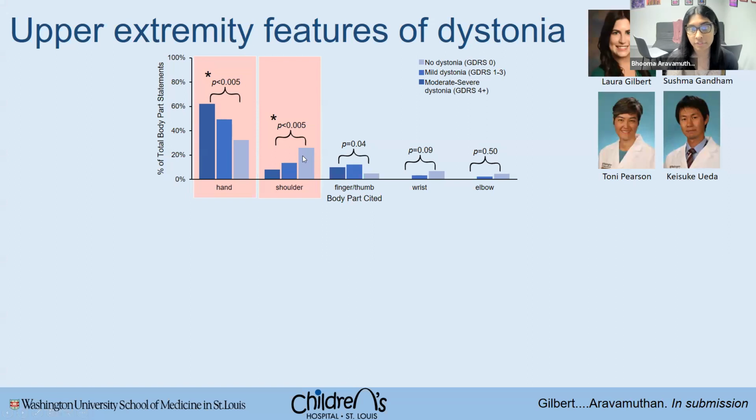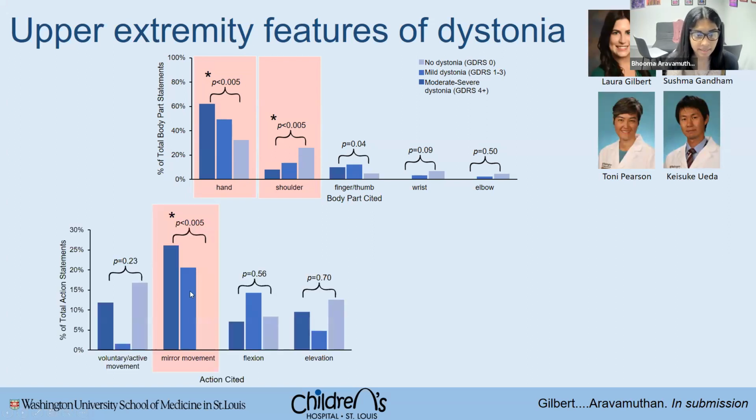So as dystonia gets more severe, the likelihood of mentioning of the shoulder or of shoulder involvement increases. As we see that we're trying to differentiate dystonia from other types of movements in people without dystonia or mild dystonia, there's a concept of mirror movement.